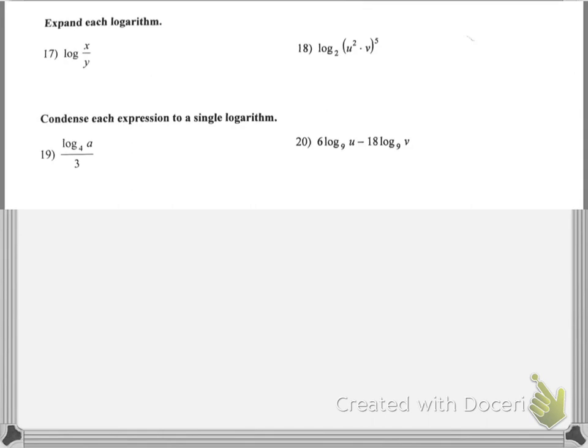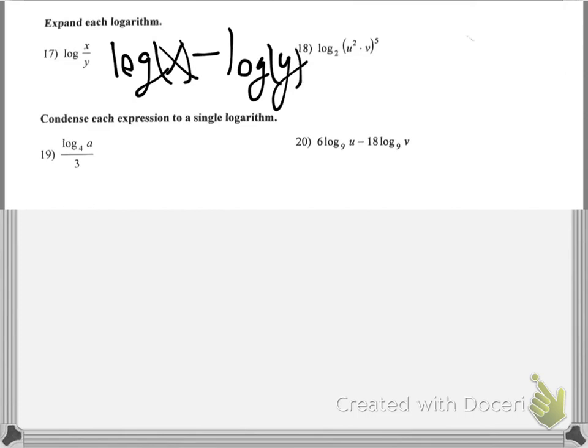Okay, expand each logarithm. So to expand each logarithm, we're going to write it as a number of logarithms. We have, this would be, divide is like minus, remember. So this is log x minus log y, both common logs, and that's all they're looking for there. Log x minus log y, because divide is like minus here.